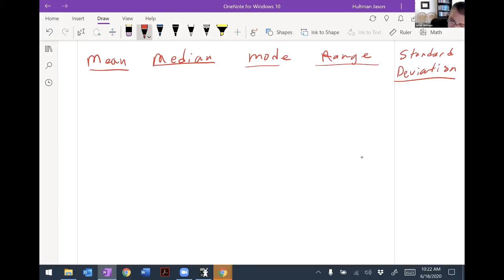Okay, what's the mean? Well, the mean is the average. How do we find the average? We take the sum of the data over the number of items, our data values. What about the median? Well, the median is the middle number. Okay, the mode. What's the mode? The mode is the number that occurs most often.